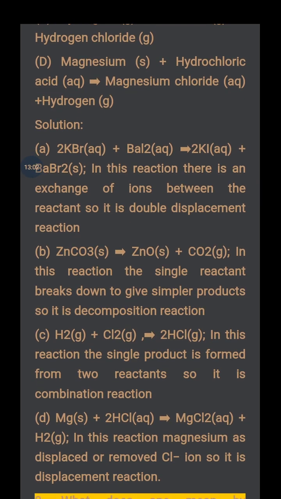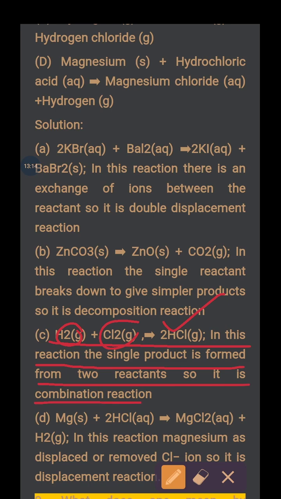The third one is hydrogen plus chlorine gives out hydrogen chloride. That is H2 plus Cl2 gives out 2HCl. In this reaction, a single product is formed from two reactants. So it is a combination. This plus this make only this. Okay, then it is a combination reaction.